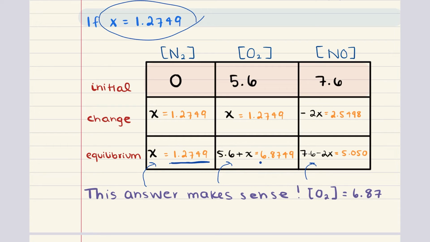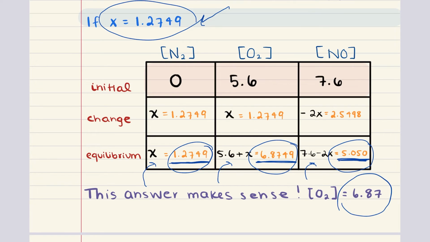These concentrations make sense. We don't get any unusual numbers and we don't get any negative molarities. This is the correct answer for x, and these are our equilibrium concentrations. Now we're asked specifically for the equilibrium concentration of oxygen gas, rounded to 2 decimal places, and that answer is going to be 6.87. And with that, we've solved this problem.